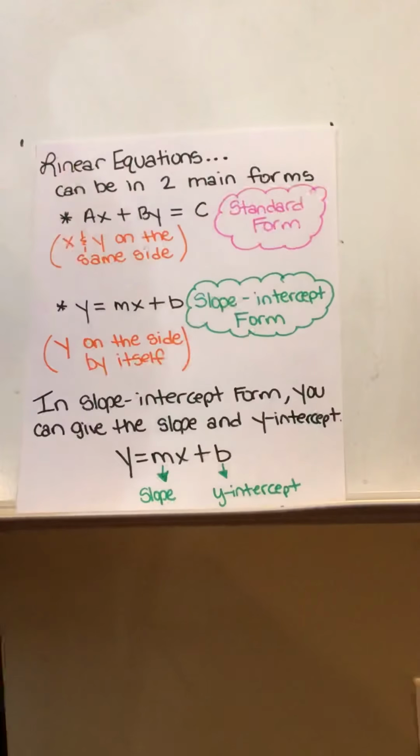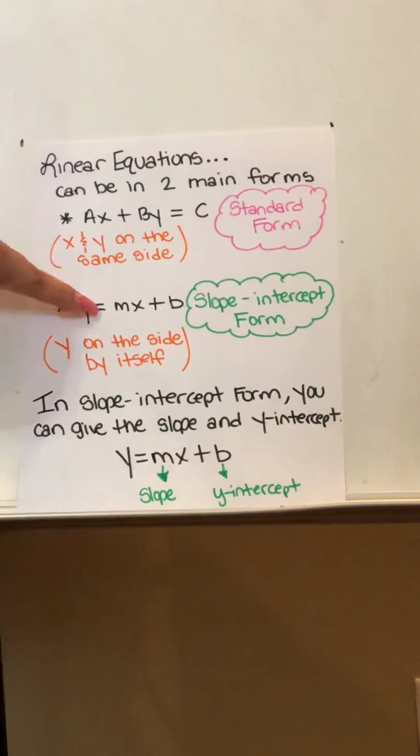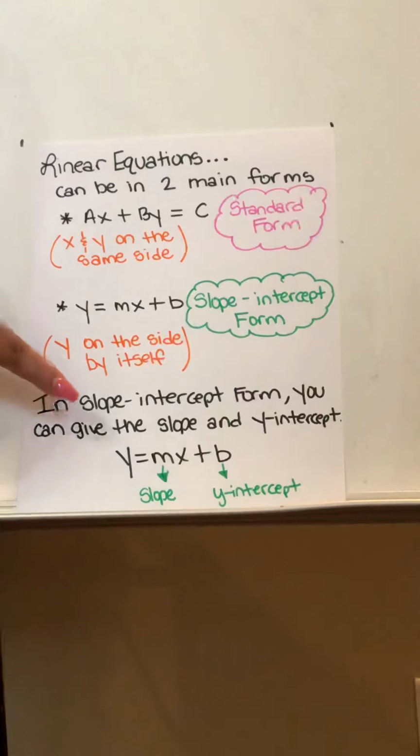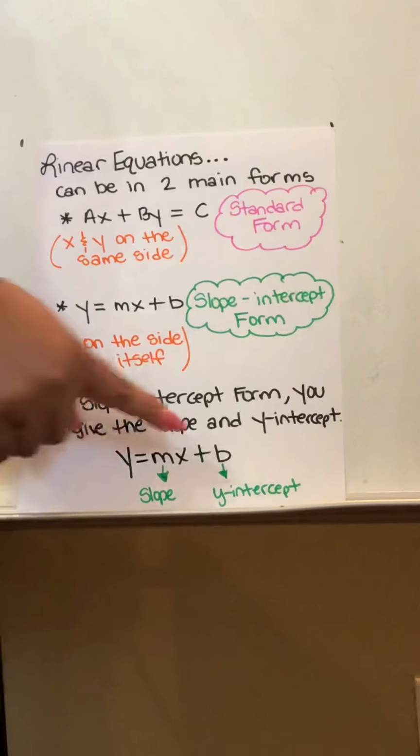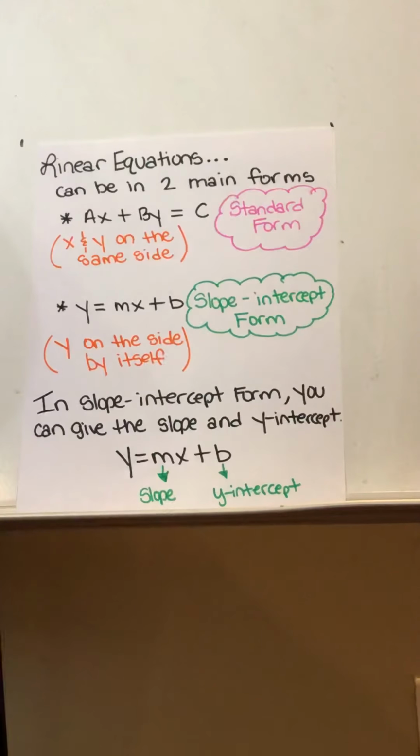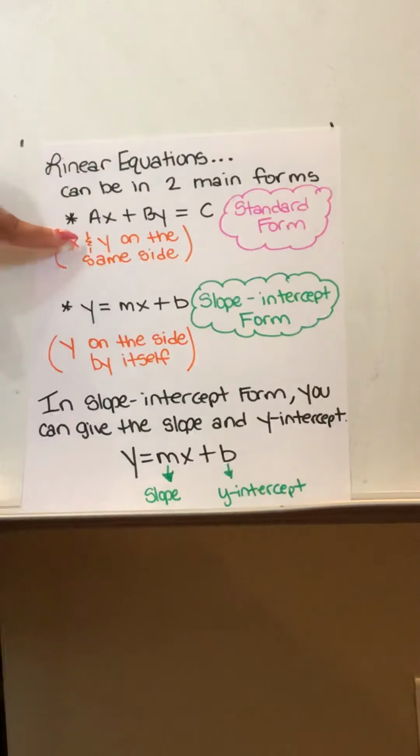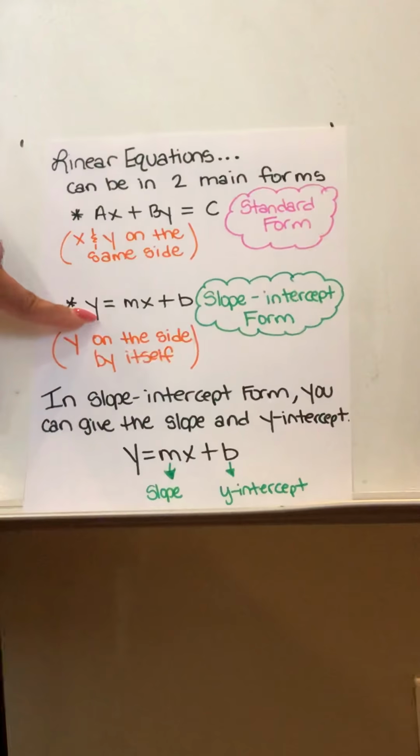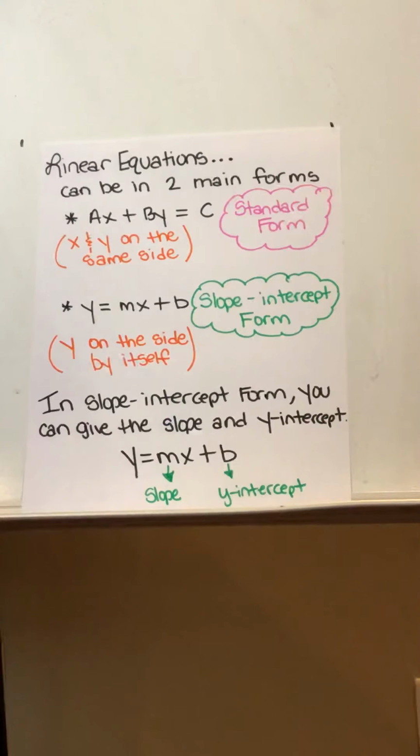Next, we're going to look at the two major forms for linear equations. They can be written in two forms. You got ax plus by equals c. That's known as our standard form. You also have y equals mx plus b. That's known as our slope-intercept form. Normally, we use slope-intercept form for everything dealing with linear functions, because in this form, you can easily give me the two things I would need to graph, which would be my slope, that's m, and my y-intercept, which is b. Now, in ax plus by equals c, standard form, x and y are on the same side, but when you are in slope-intercept form, y is on the side by itself.